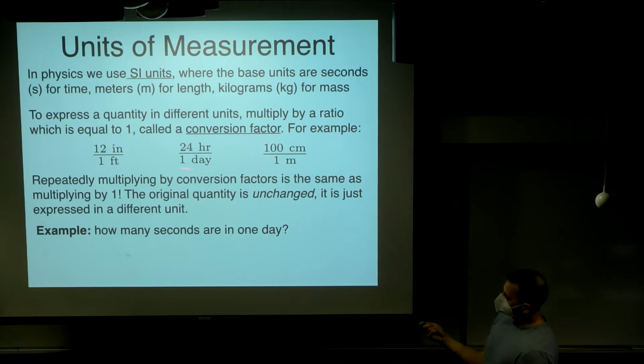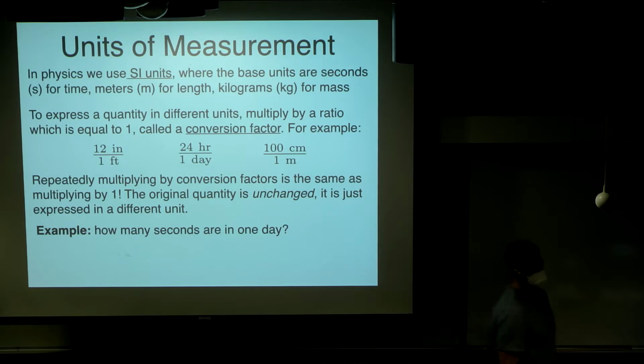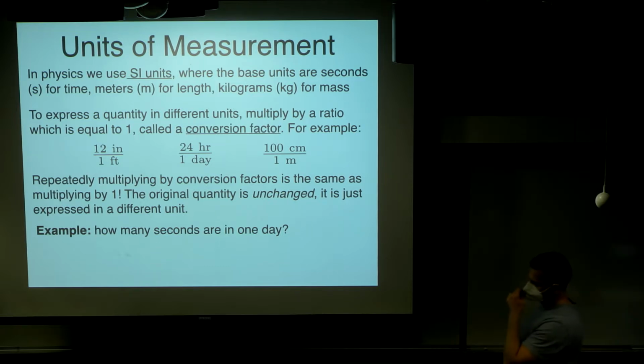And no matter how many of these we multiply by, we're just multiplying by 1 repeatedly. So we're never really changing the quantity, we're just expressing it in a different unit, okay? So the idea behind all unit conversions is just to find the correct set of conversion factors that gets you to the final quantity you need. And if you just write them all out and see that things cancel in the right way, it's pretty straightforward. So let's do this one right here. How many seconds in 1 day?